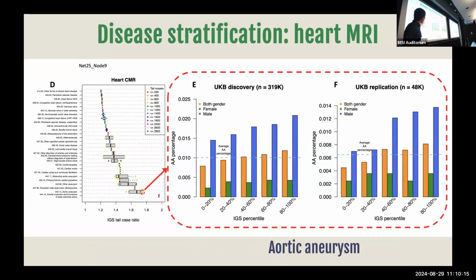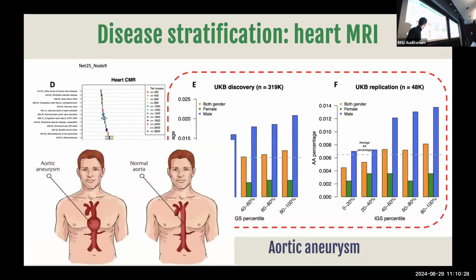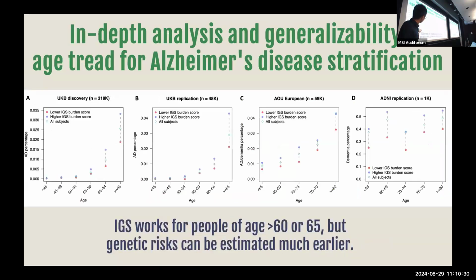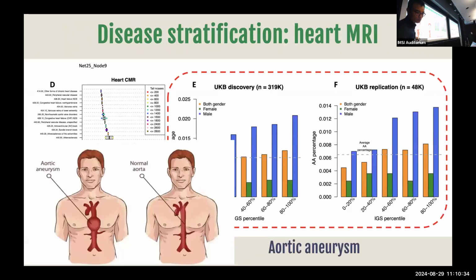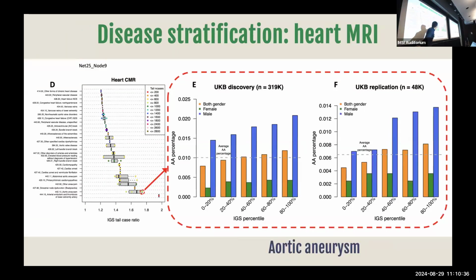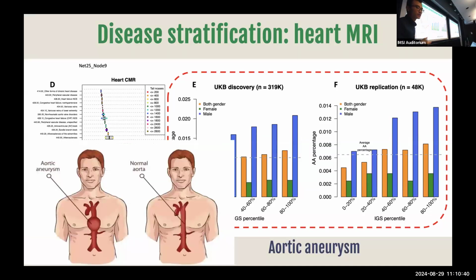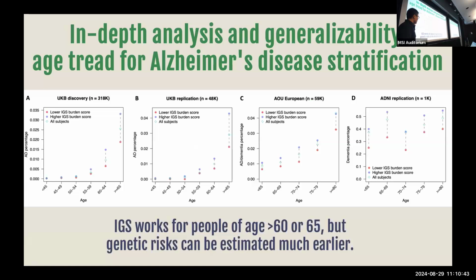And we also do it on the heart MRI. This is a second example. Given the time, I cannot really go into details. This is another example for a non-brain disease. It is a disease of the aorta, a very serious disease, and we are also able to check the risk and identify people with higher risk of this disease using imputed heart image data. And we do some deeper analysis to get a better understanding of these features.